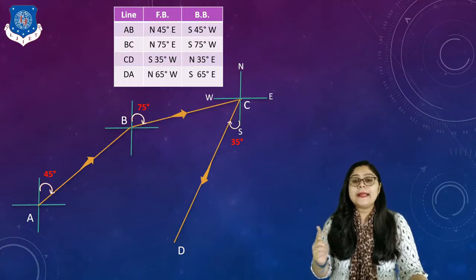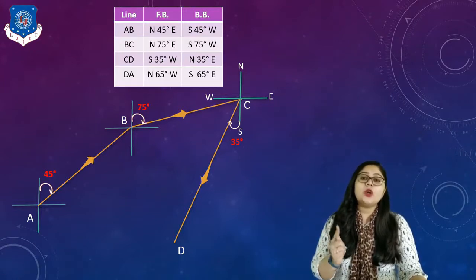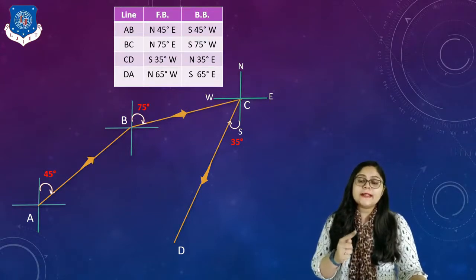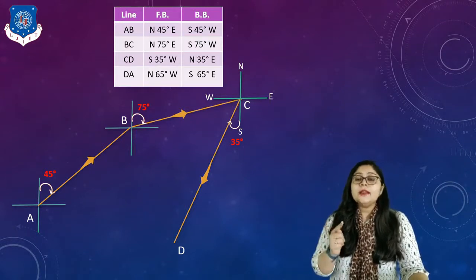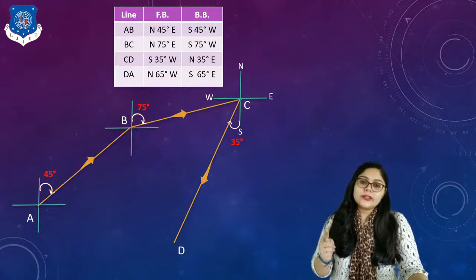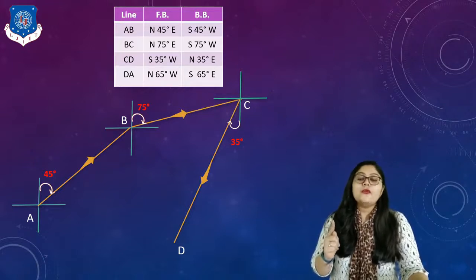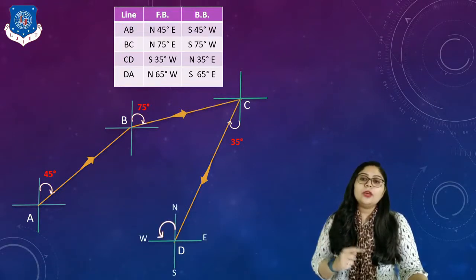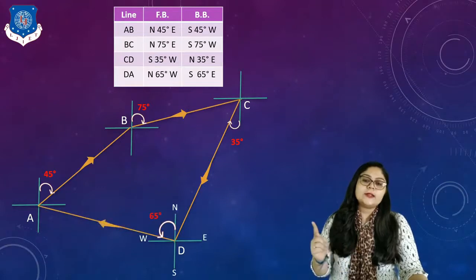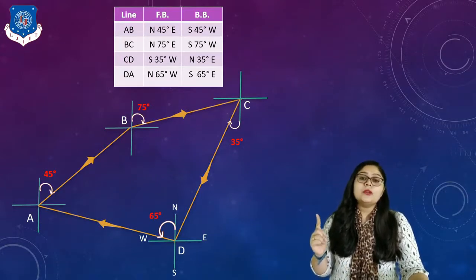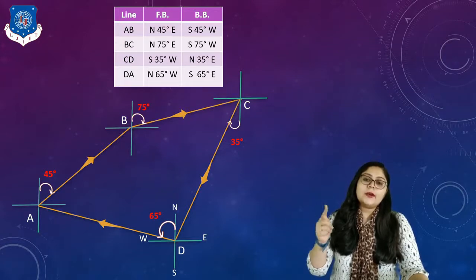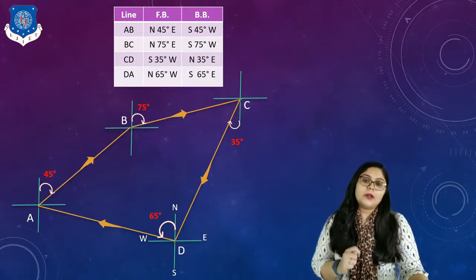In lines AB and BC, with respect to north we go, but in line CD we go from the south to the west in 35 degree in clockwise direction, right? Now from D to A we go from north to west having the value of 65 degree. So this is the way through which we plot the traverse by plotting the forebearing values.